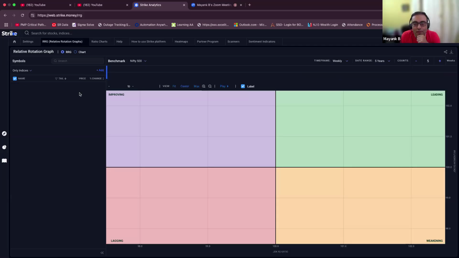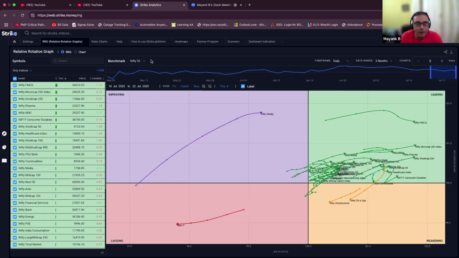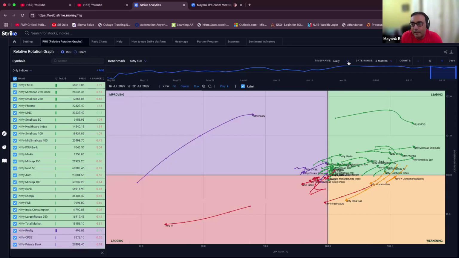So every 2 minutes it gets refreshed. So you might see some lag, or you might not see the major indices are reflecting over here. So just have a little patience when the market is live. Just a minute, let me just refresh this. All right, perfect. So I'll just set this up to Nifty 500, and then I will set the time frame to weekly.